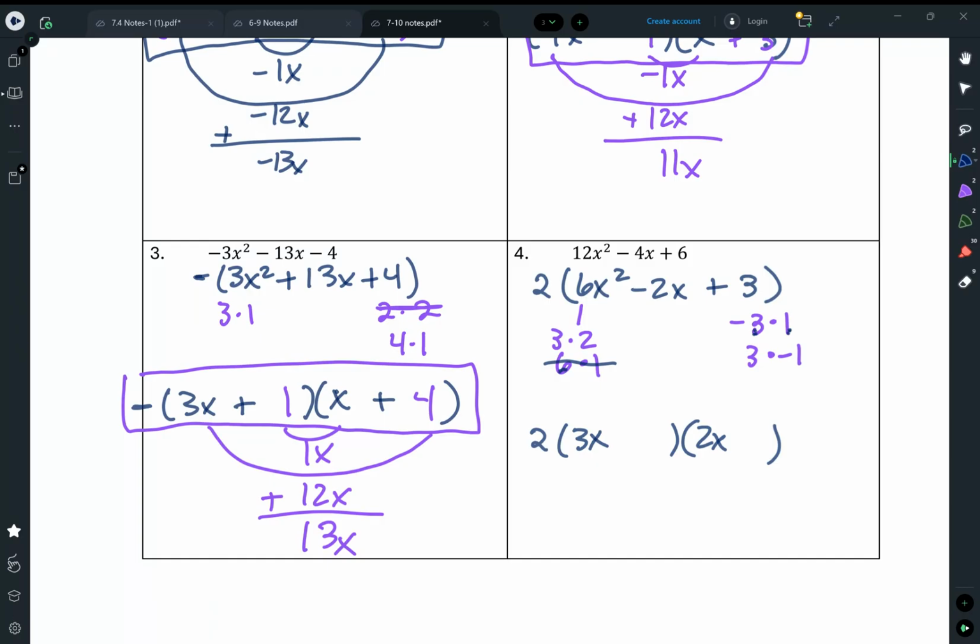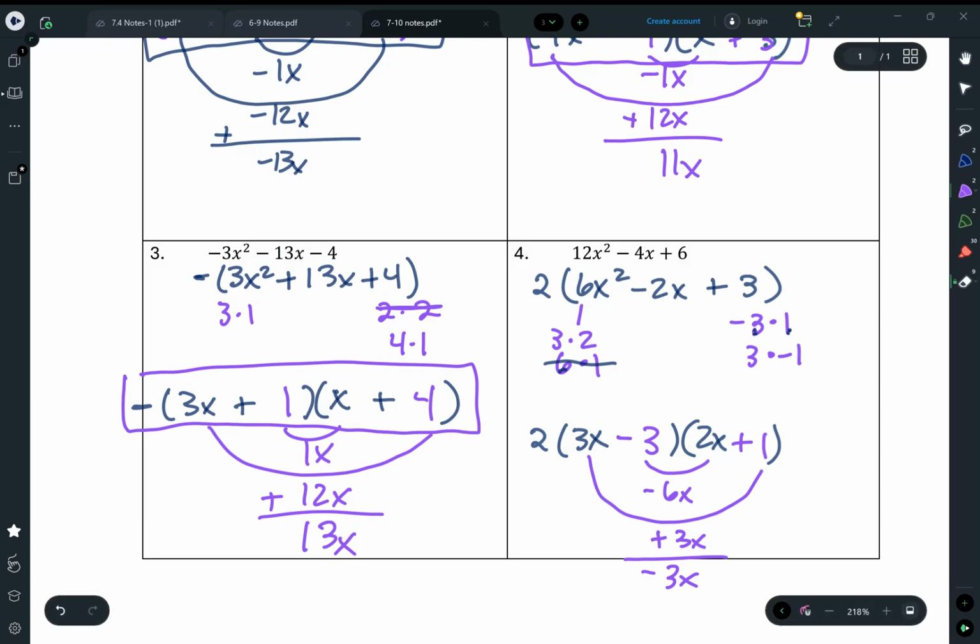And then I've got to figure out how my 3 and my 1 go. So I'm just going to write, let's just guess a minus 3 and a plus 1 and see what happens. Well, this is going to make a negative 6x and a plus 3x. That makes a middle term of negative 3x. So not going to work. So let's go ahead and switch our 1 and our 3 around.